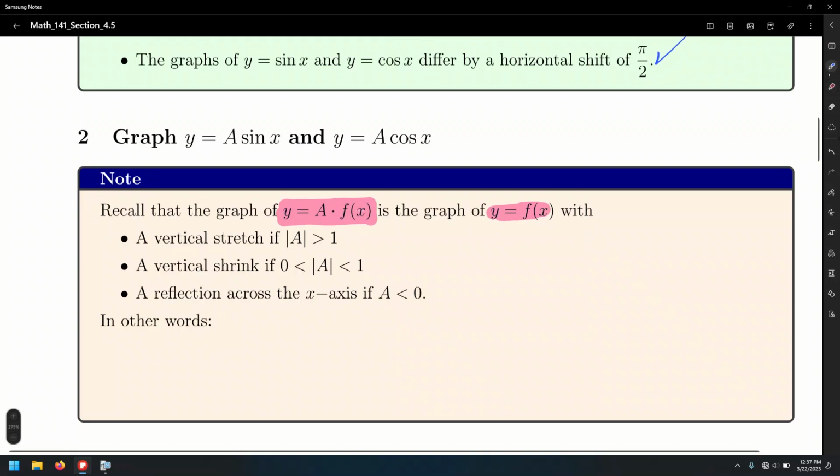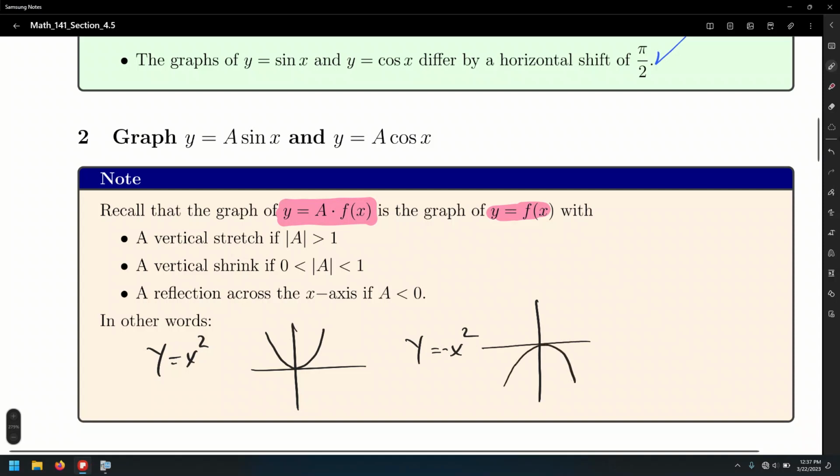You might remember this from y equals x squared, for example, whose graph is a parabola that opens up, as opposed to the graph of y equals negative x squared, whose graph is a parabola opening upside down. And same thing with trigonometric functions.